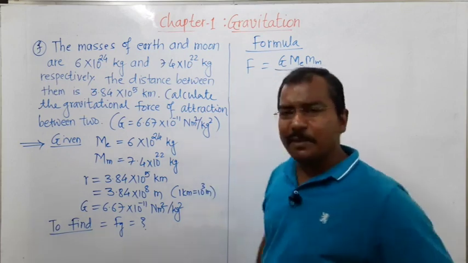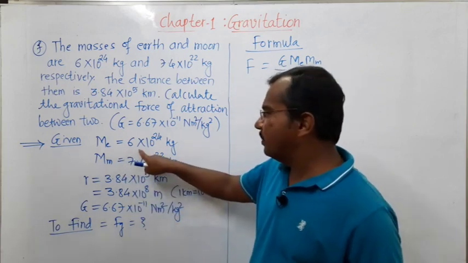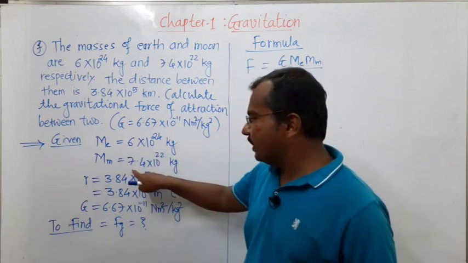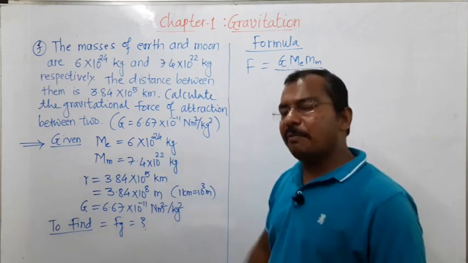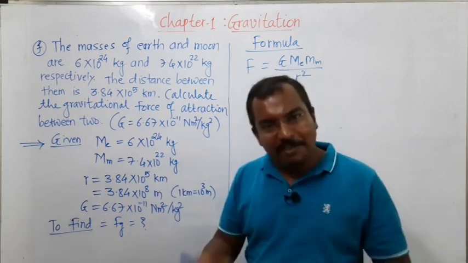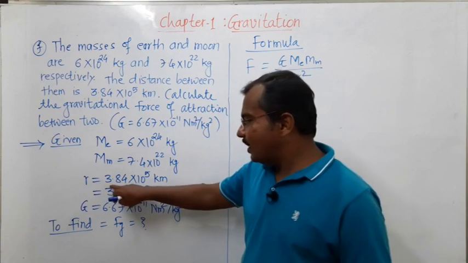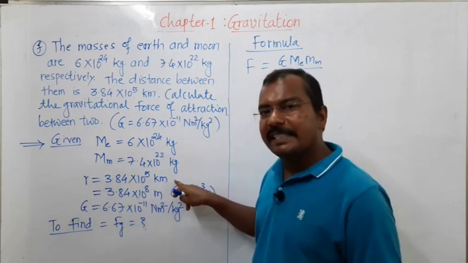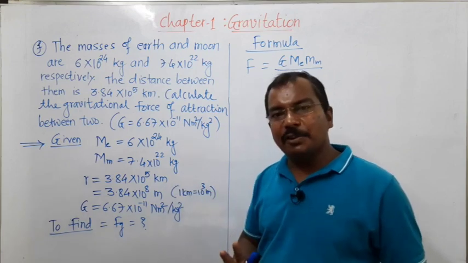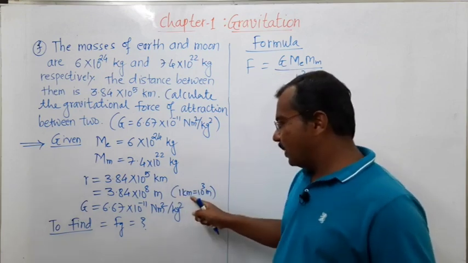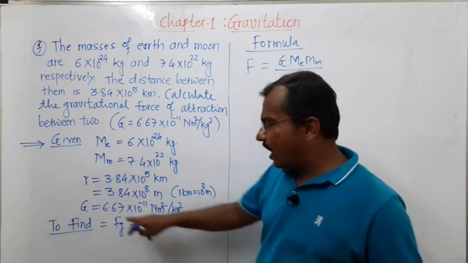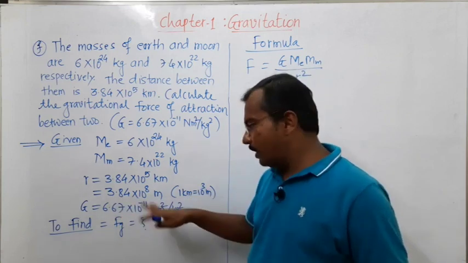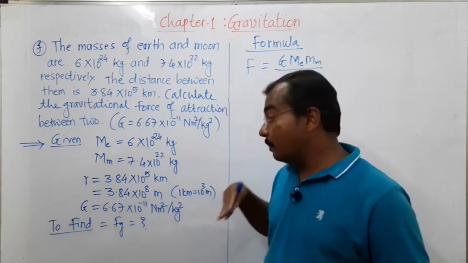Okay. So write the given. Mass of Earth is 6 into 10 power 24 kilogram. Mass of Moon is also here given 7.4 into 10 power 22 kilogram. The distance of separation is given 3.84 into 10 power 5 kilometer. It is in kilometer. Let's convert it into meter. We know 1 kilometer equal to 10 power 3 meter. So I will write it in the form of meters. 3.84 into 10 power 8 meter.